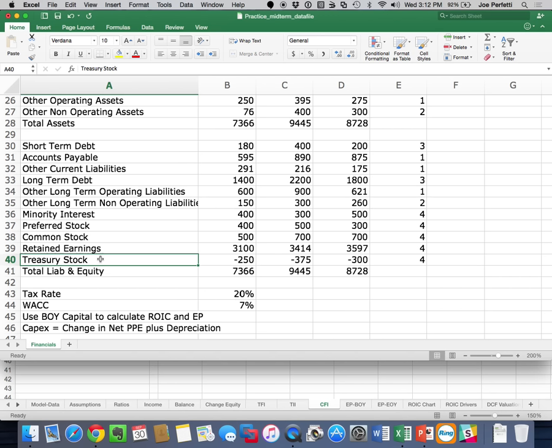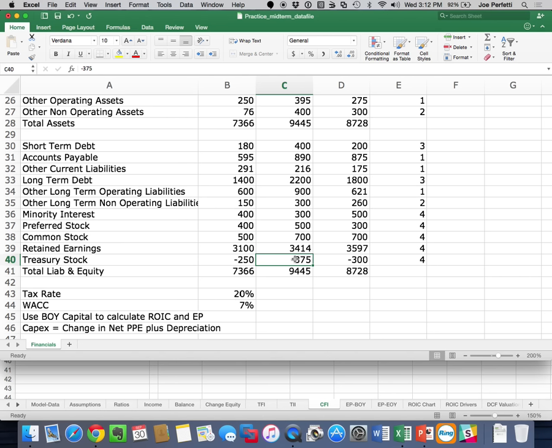Correct. So it's a share repurchase. And under accounting rules, it's called a contra account. Right? So it's a reduction of equity. So when the company goes from 250 to negative 250 to negative 375, this means they're buying back their shares. Okay? And it's the dollar value of what's been bought back.